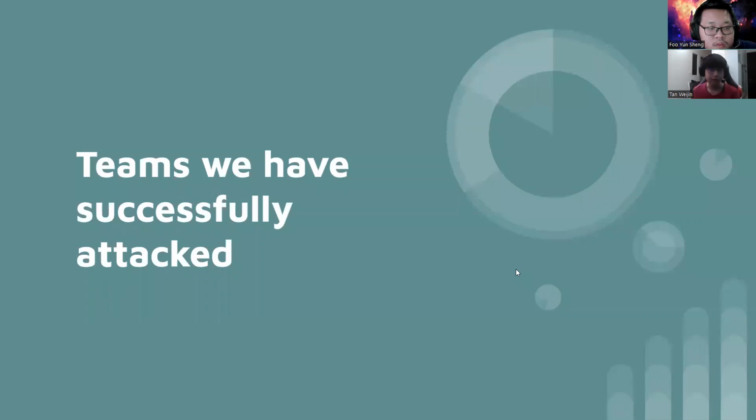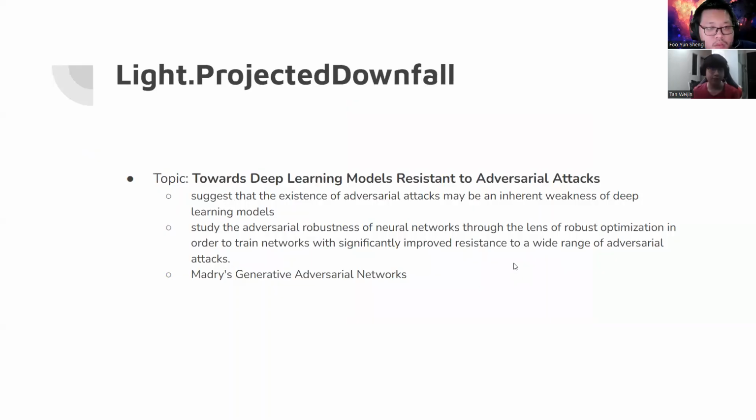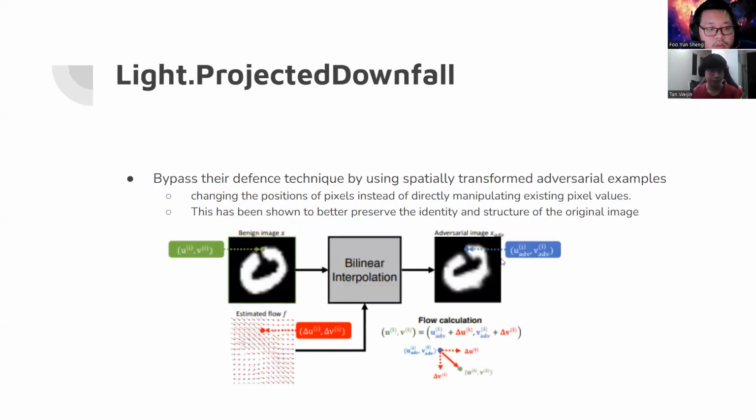Now we'll talk about the teams that we have attacked successfully. We have targeted the team Light Dot Projected Downfall. The topic suggests that the existence of adversarial attacks may be an inherent weakness of deep learning models. With this in mind, they study the adversarial robustness of neural networks through the lens of robust optimization in order to train networks with significantly improved resistance to a wide range of adversarial attacks. In their Google Colab, they have used the MNIST generative adversarial networks.